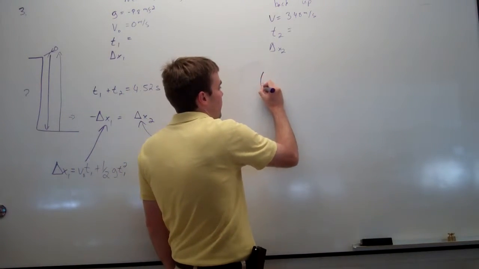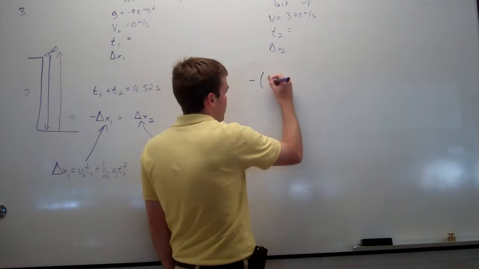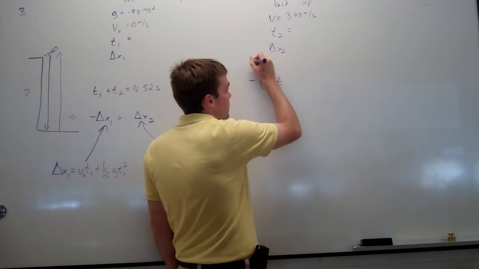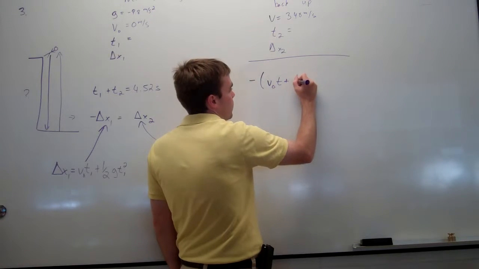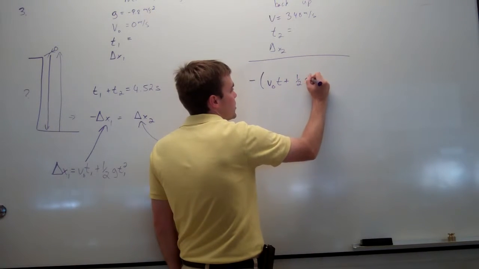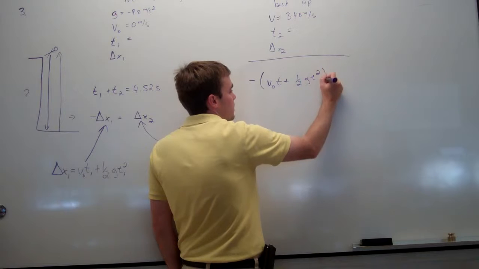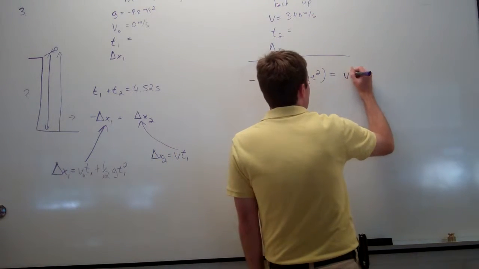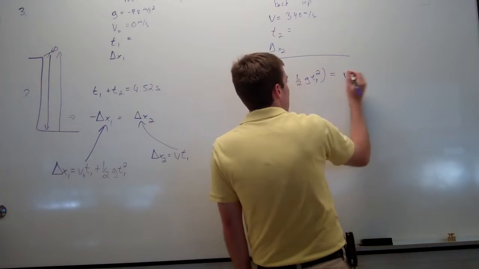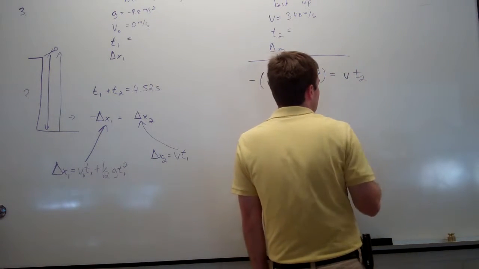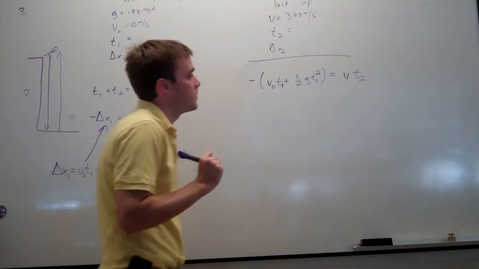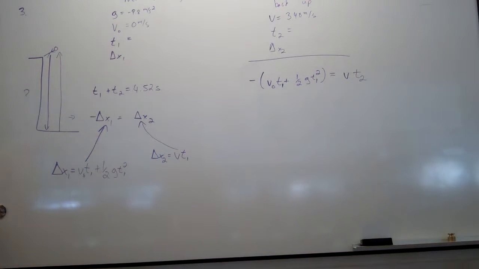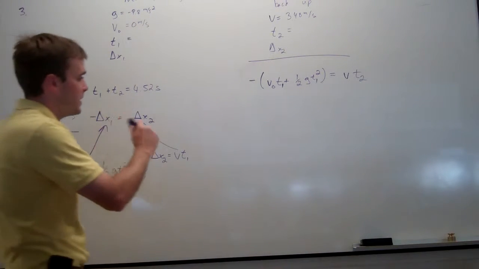Alright, so we end up with this whole thing in parentheses: negative V0T plus 1/2 GT squared equals V times T2. Everybody with me so far? I'm going to start plugging stuff into this now.